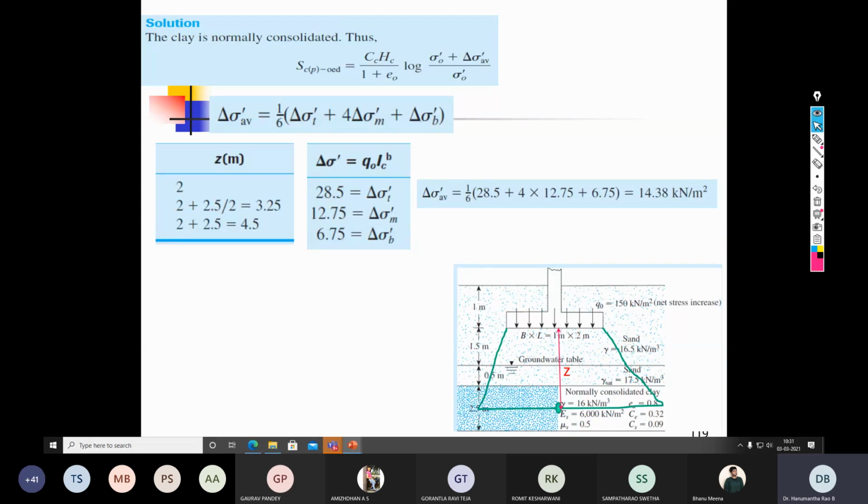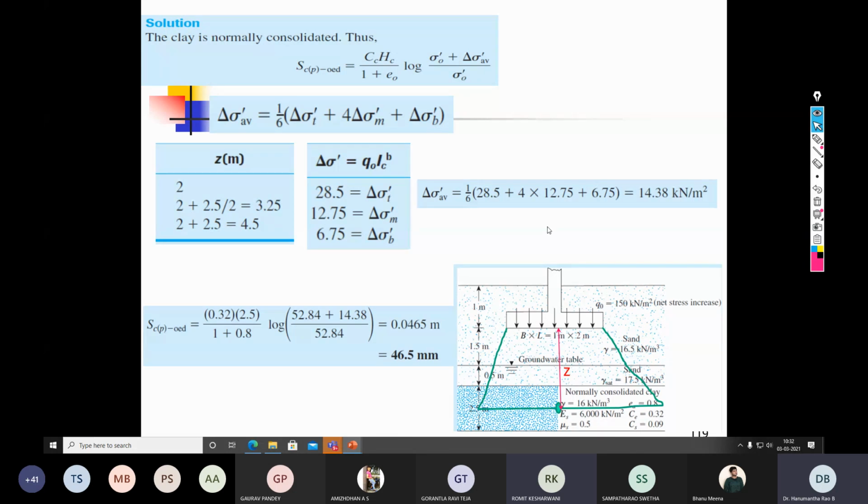Okay, so try to calculate delta sigma separately at the top of the clay layer, at the middle of the clay layer, and at the bottom of the clay layer, so that you will better understand. And using that empirical equation, calculate the average value, delta sigma average. Once all the parameters are calculated, substitute directly into the consolidation equation, that is Cc into H by 1 plus e naught into log sigma naught dash plus delta sigma.